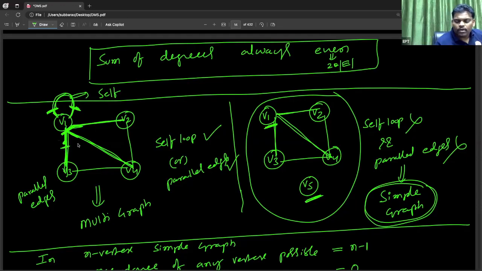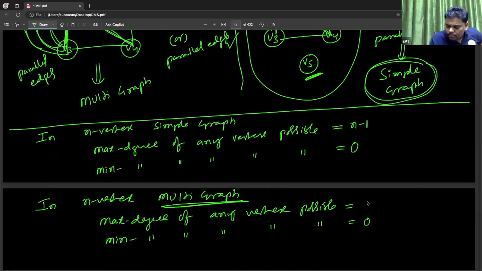So degree 1, degree 2, degree 3, degree 4, degree 5. Now see the answer. Degree 6, degree 7, degree 8. Because when you say parallel edge, I can write many times. There is no ending. So what is the answer? Infinite. Maximum degree possible for any vertex is infinite, meaning undefined. It may be 10 also, it may be 1 lakh also.